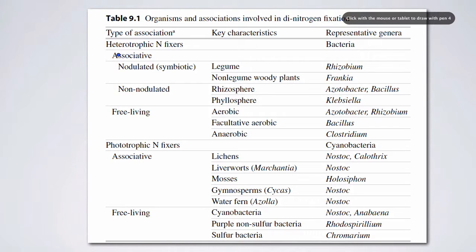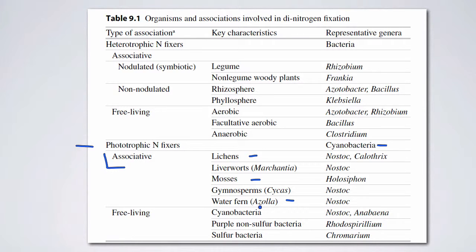Lastly, in addition to associative, we have free-living. So the associative heterotrophic nitrogen fixers are associated with plants, but there's also free-living nitrogen fixers that occur in aerobic and anaerobic environments, for example. Now, in addition to heterotrophic nitrogen fixers, there's phototrophic nitrogen fixers that rely on the sun for their energy, such as cyanobacteria. And these phototrophic nitrogen fixers can be associated with symbioses, such as in lichens, mosses, or ferns.